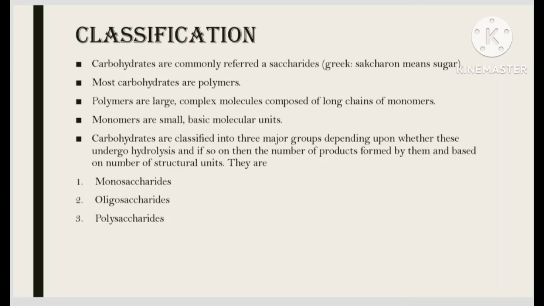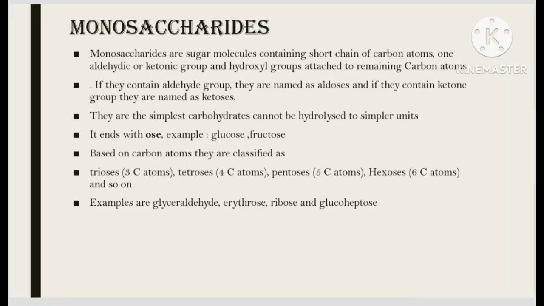They are monosaccharides, oligosaccharides, and polysaccharides. Monosaccharides are sugar molecules containing a short chain of carbon atoms, one aldehydic or ketonic group, and hydroxyl groups attached to the remaining carbon atoms. If they contain an aldehyde group, they are named aldoses, and if they contain a ketone group, they are named ketoses. They are the simplest carbohydrates and cannot be hydrolyzed to simpler units. The name ends with -ose, for example glucose and fructose.